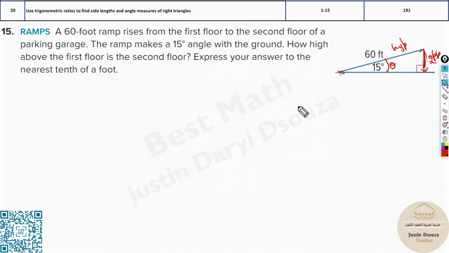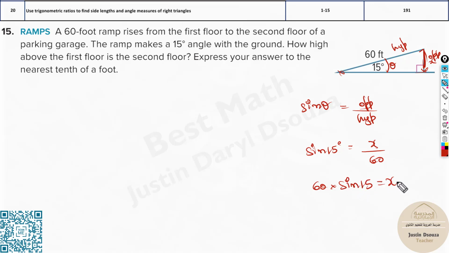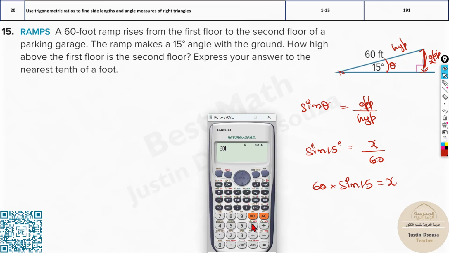So opposite by hypotenuse is given by sine theta. And over here sine theta is 15 degrees, that is equal to x by 60. So all you do is take 60 to the other side, multiplied by sine 15 degrees, that will be equal to x. So all you do is put it in the calculator. Here it's 60 times sine 15. That's your answer. You write it to the nearest tenth of a foot. So 15.5 would be the answer.